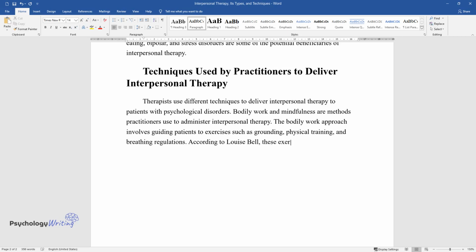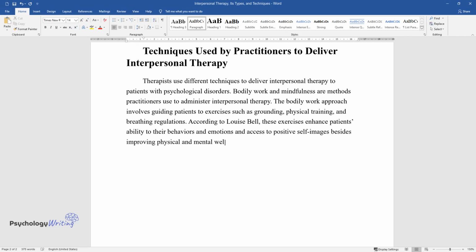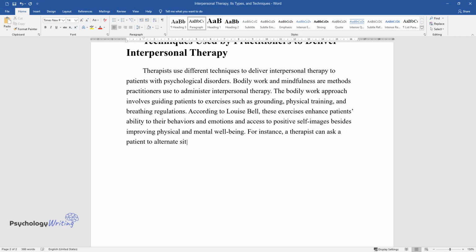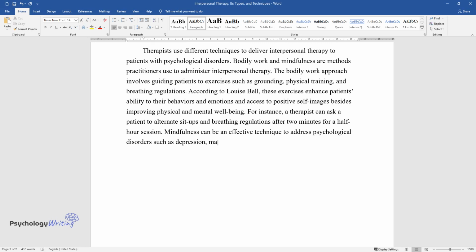According to Louise Bell, these exercises enhance patients' ability to regulate their behaviors and emotions and access positive self-images, besides improving physical and mental well-being. For instance, a therapist can ask a patient to alternate sit-ups and breathing regulations after 2 minutes for a half-hour session. Mindfulness can be an effective technique to address psychological disorders such as depression, major depression, and anxiety.